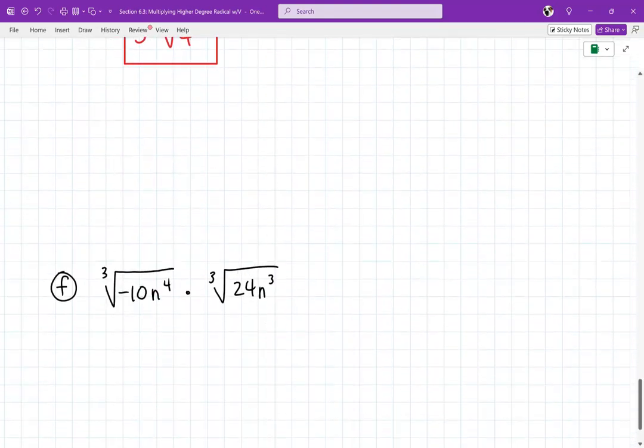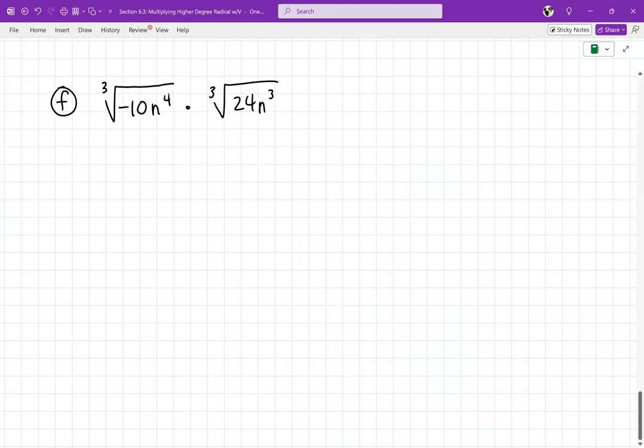All right, last one. I'm pretty sure I'm going to be way under the 25-minute mark, so that's good. The last one does have variables in it. The other one didn't, but that's okay. Not a big deal. We'll deal with them. So part F, the cubed root of negative 10 n to the 4th times the cubed root of 24 n to the 3rd. Okay?